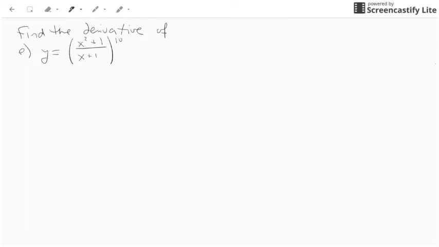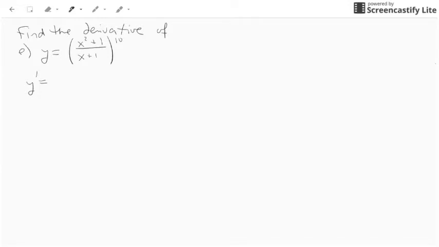Okay, so when we take a look at this one, and I'm going to do this one two different ways, when we take the derivative of this one, I notice that I've got this function to the 10. Okay, so here's what I was trying to get at before.